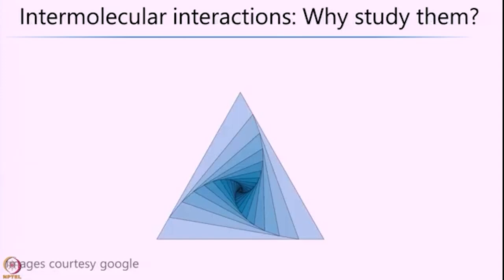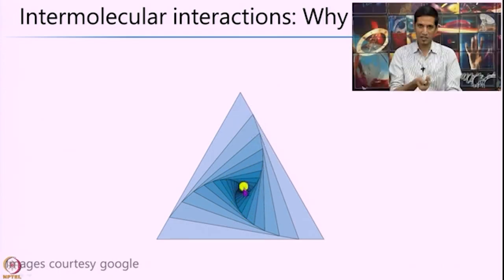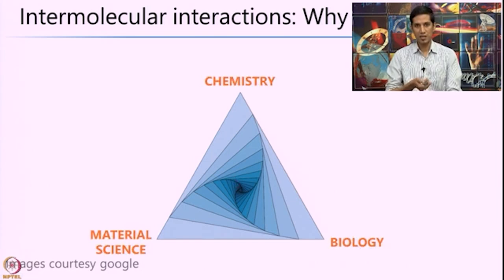Alright, now let's begin by looking at intermolecular interactions. So, you must be wondering why we are even studying this topic, or what is the relevance to us. To impress upon you the relevance of intermolecular interactions, I have shown here a triangle with a curved space which goes into the center of this triangle. The three corners of the triangle represent three important disciplines which we come across, namely chemistry, biology and material science. The idea is that all these fields hinge very critically on the intermolecular interactions, or the properties of molecules and the way they interact with one another.